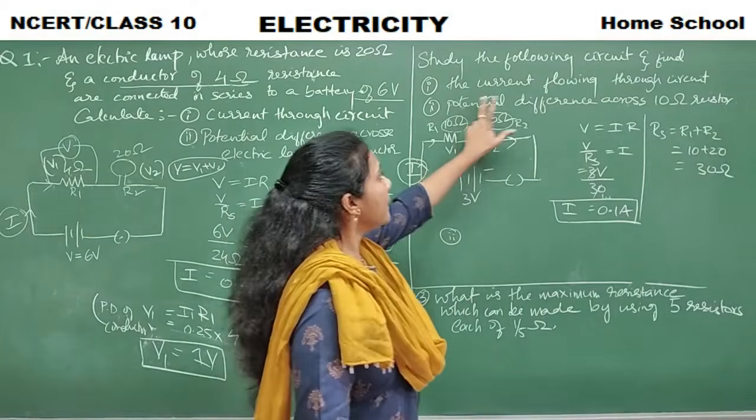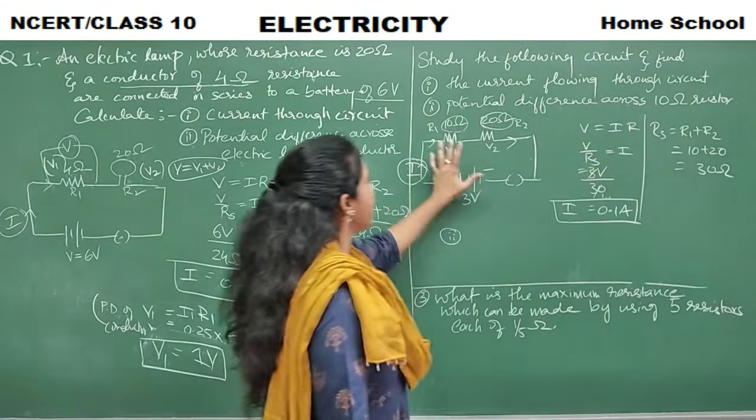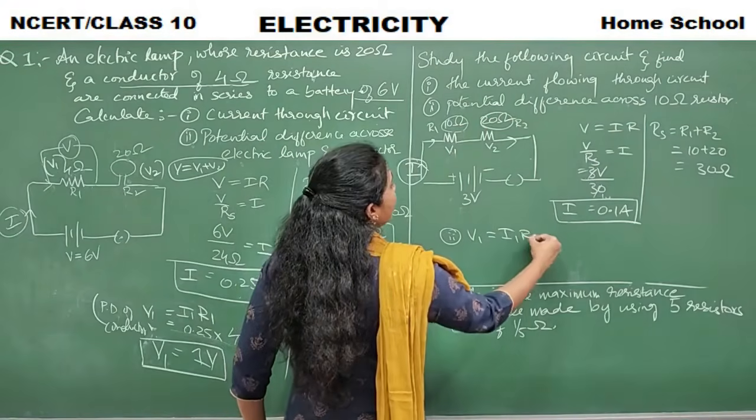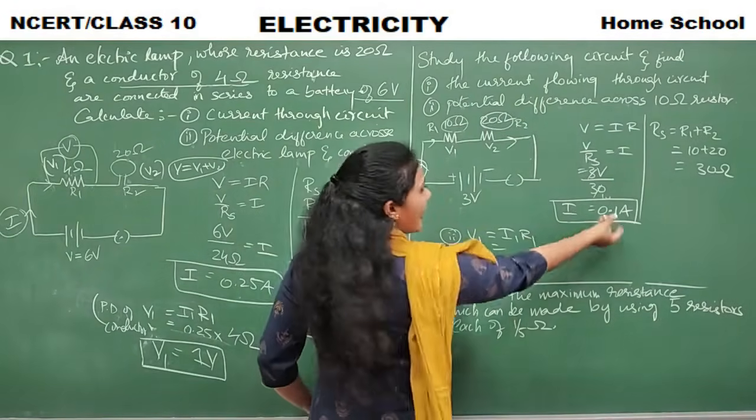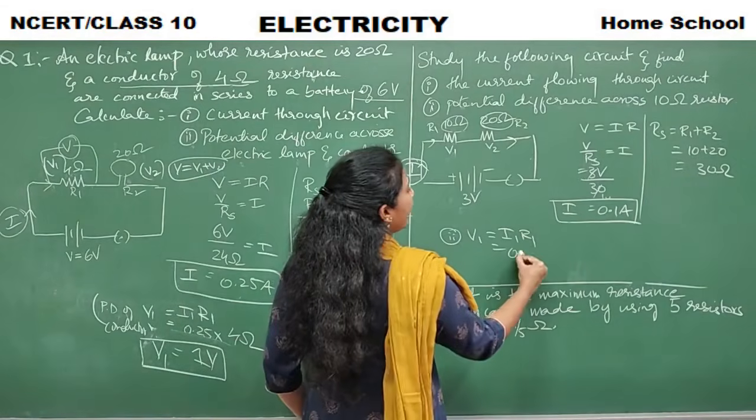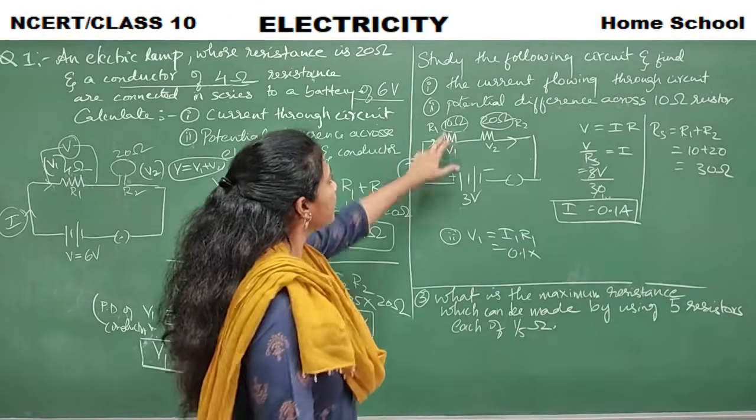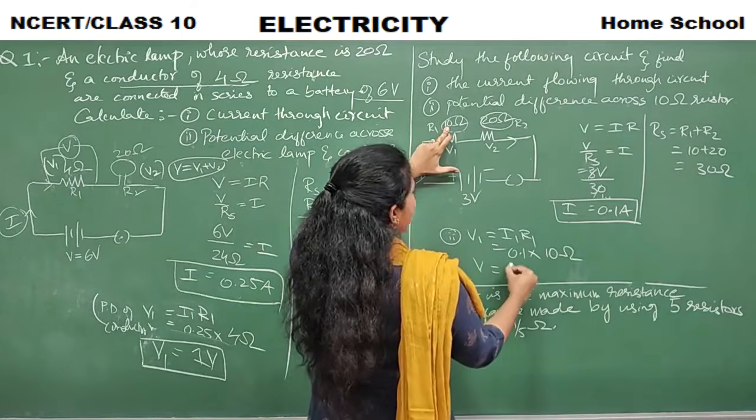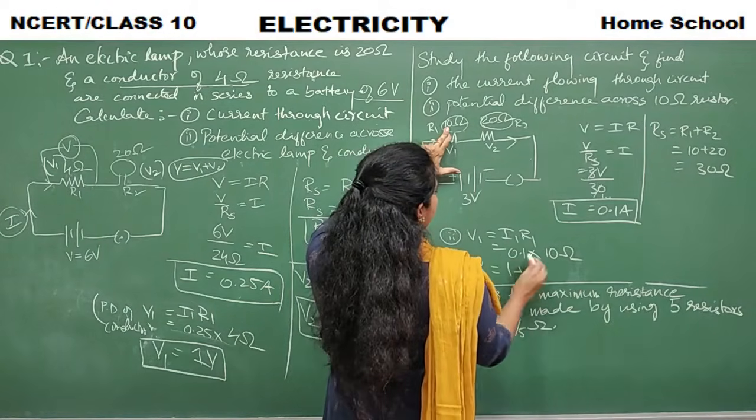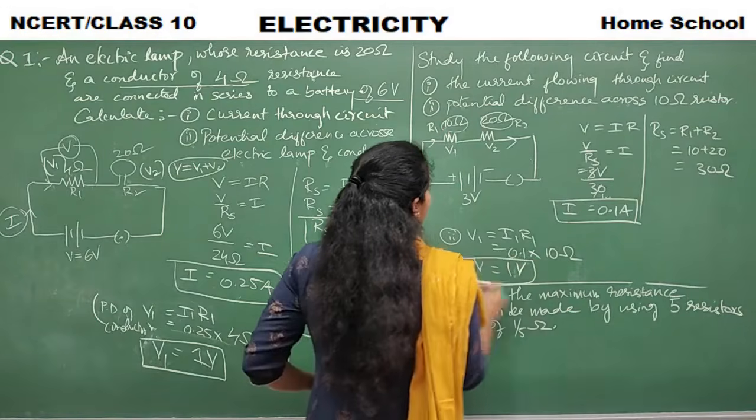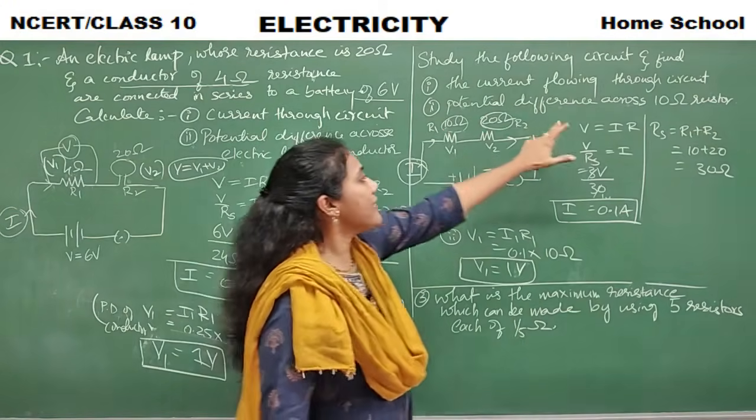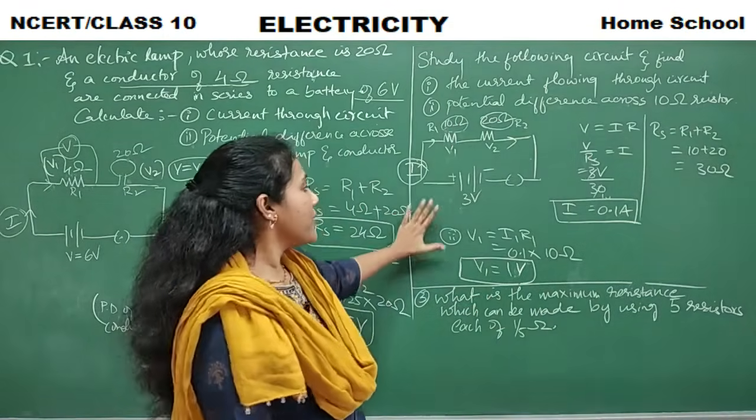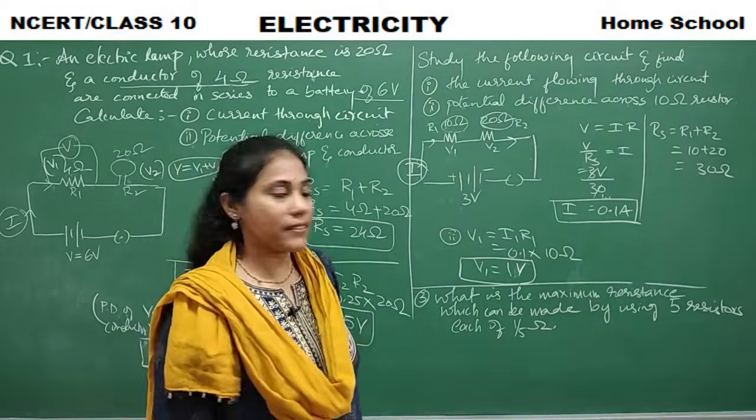What is the second question? Potential difference across the 10 ohm resistor, right? That is V1. So V1 is equal to I1 into R1. I is this I itself because I is constant. 0.1 into 10 ohms, right? So what is the voltage you will get? 1 volt, right? So your V1, that is the potential difference across the 10 ohm resistor they asked, your answer is 1 volt. Yeah. So this is one of your board questions.